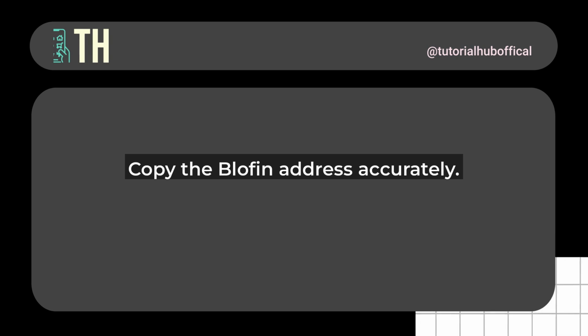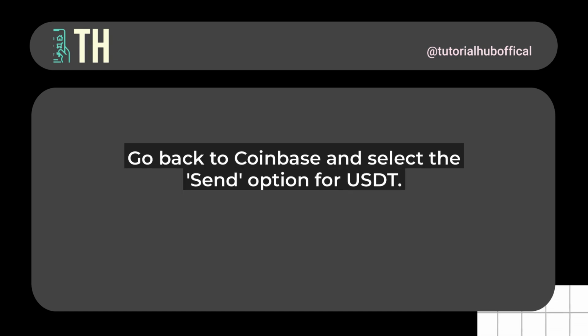Now, back in Coinbase, find the Send or Withdraw option for USDT. Paste the Blofin wallet address into the recipient field. Double-check the amount you want to transfer. Start small if you're new to this to test the waters. You'll also need to confirm any network fees. In 2025, these might be lower due to improved blockchain tech, but they can still add up.